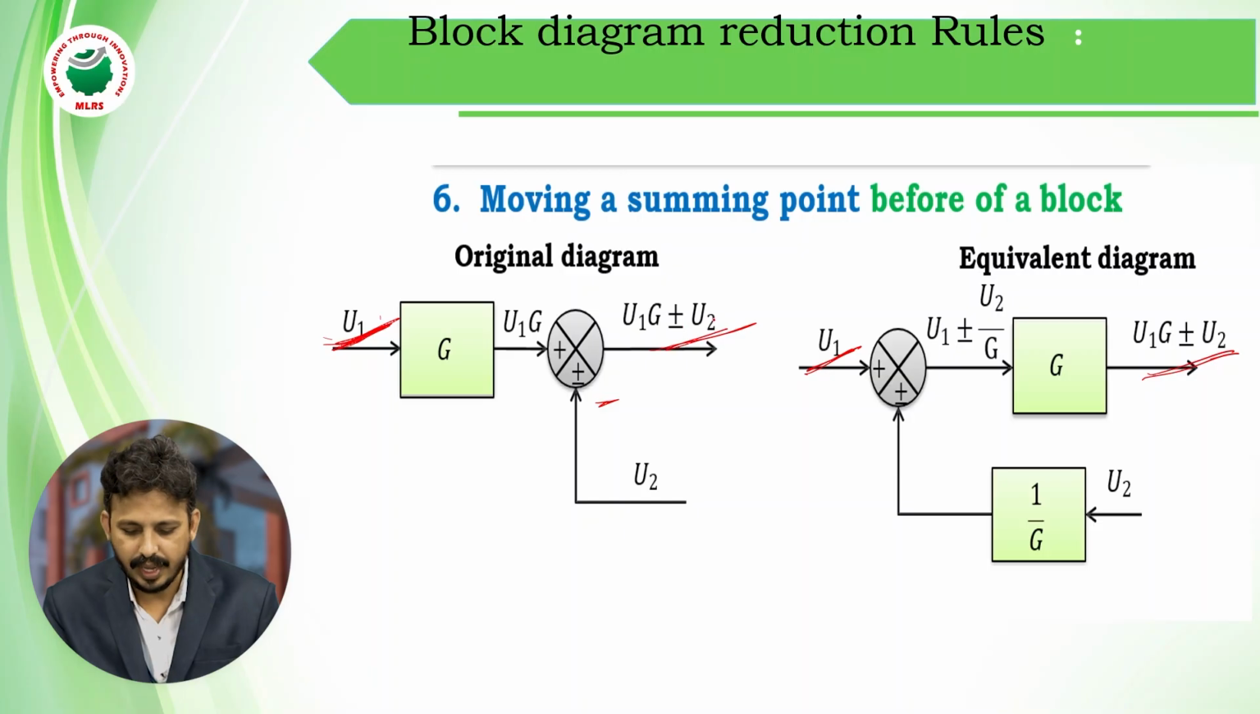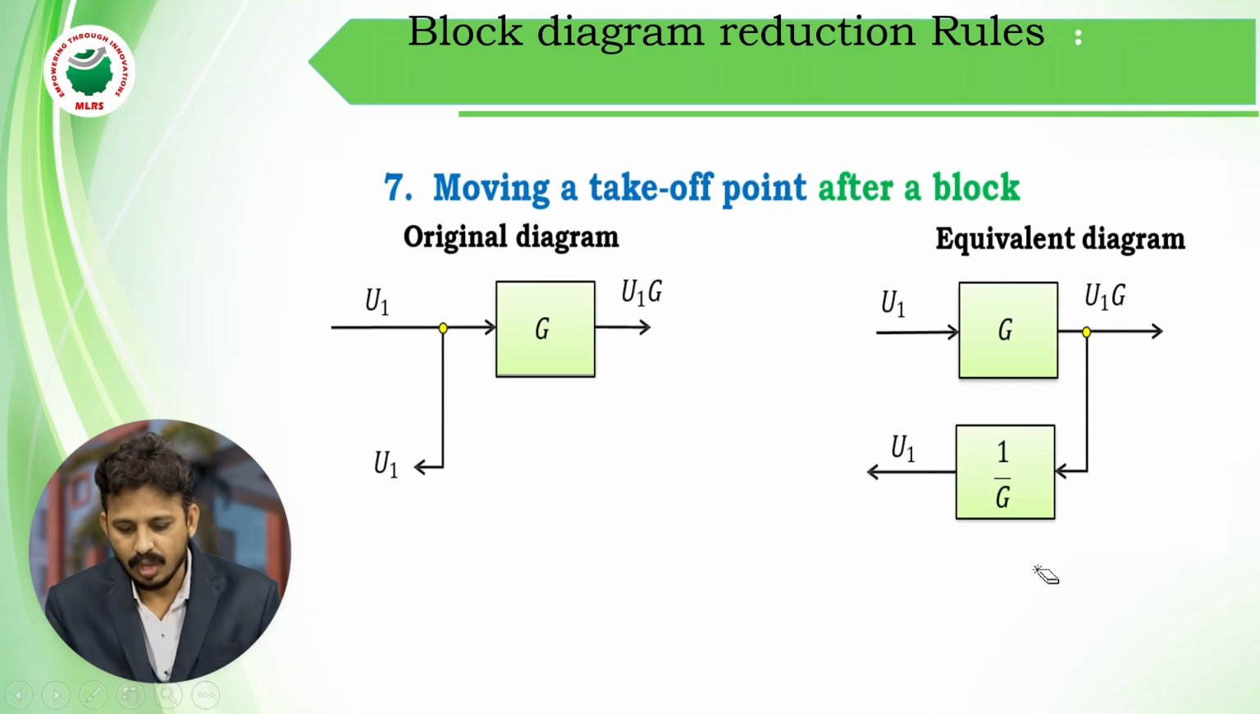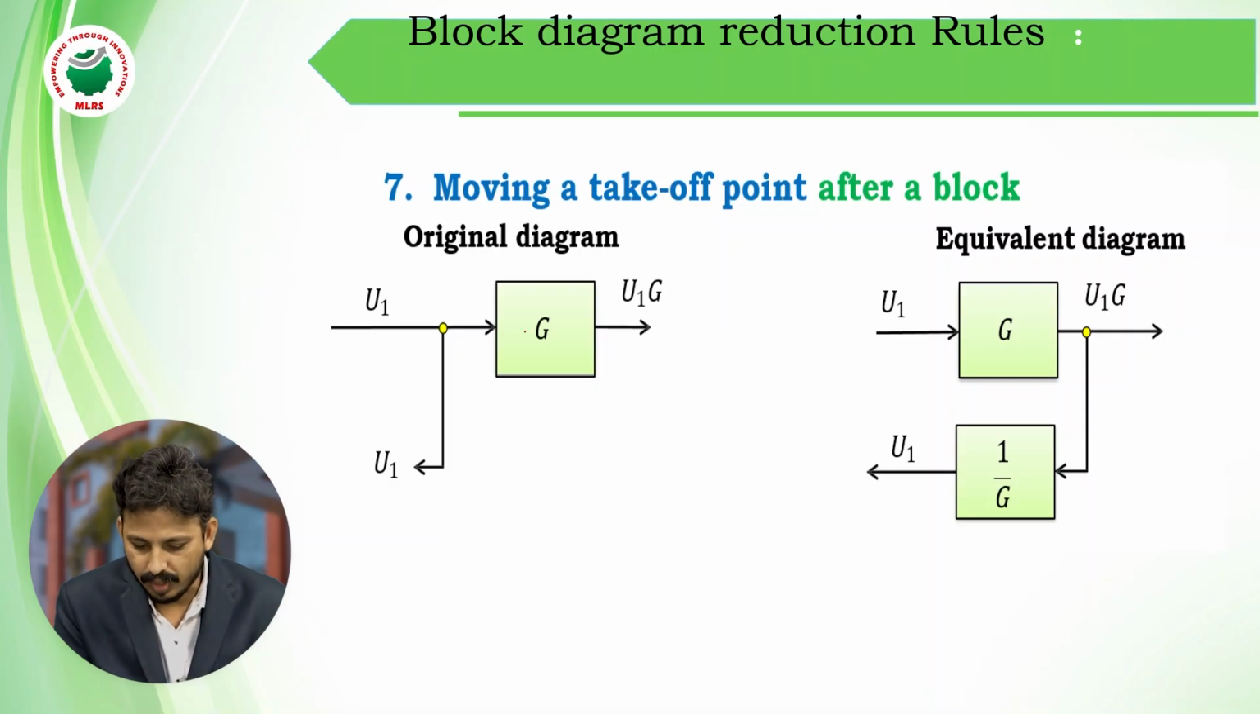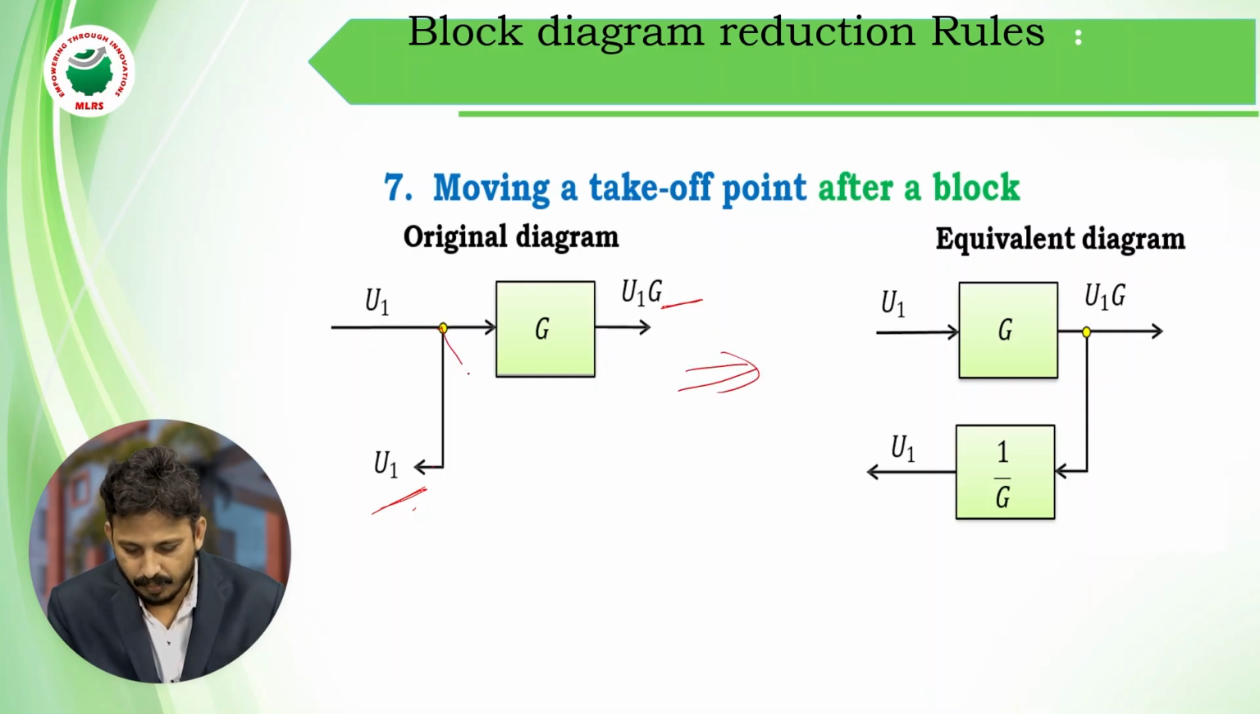So I can interchange the summing point before the blocks by adding one extra gain, that is 1 by G. So the next technique is moving the takeoff point after the block. So this is the U1 signal entering a G1 block, and the output is U1G. And if I take a point or a node from this point, the takeoff point, the signal over here is also U1. Only this signal appears. So if I move this takeoff point before the block, even the block output must be U1.